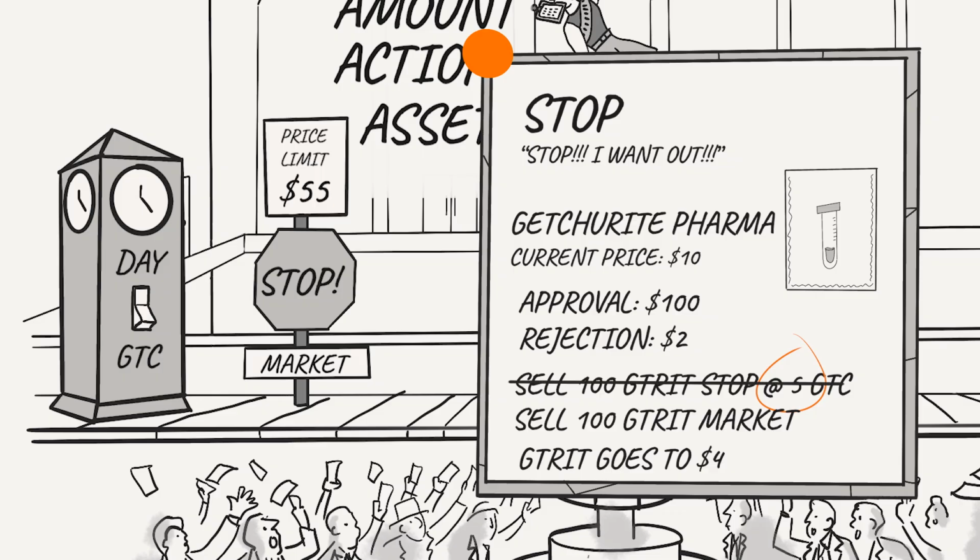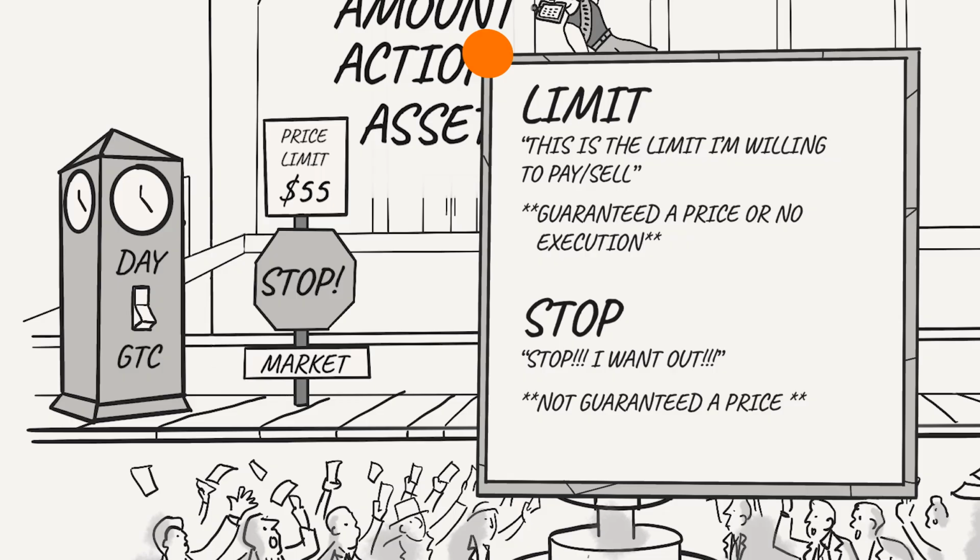So with a limit, I'm saying this is the most I'd be willing to pay, or this is the least I'd be willing to sell for, and I'm guaranteed to at least get that limit price or better. Now with the stop, I'm not guaranteed any price. It's just like me saying, stop, I want out, no matter what.